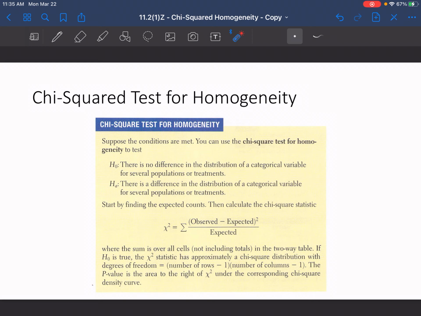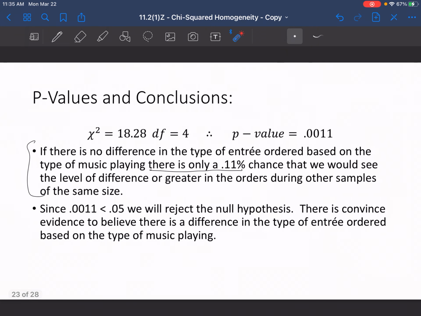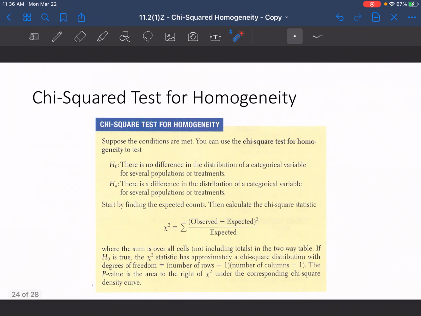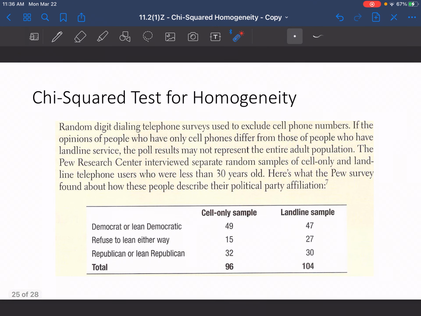And the p-value is always going to be the area to the right of your chi-squared statistic under the corresponding chi-squared density curve. So in other words, I would find where my chi-squared statistic is on this curve, and my p-value represents the area to the right of that chi-squared statistic under that curve. So that's what we're looking at when it comes to that. Now let's look at one more example.